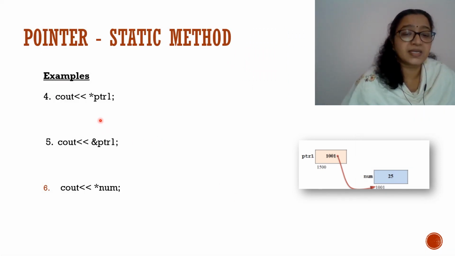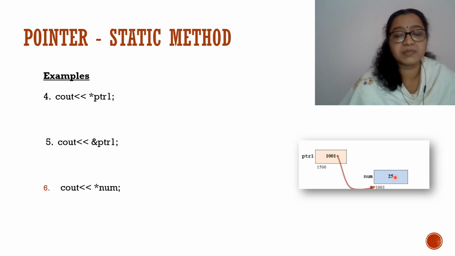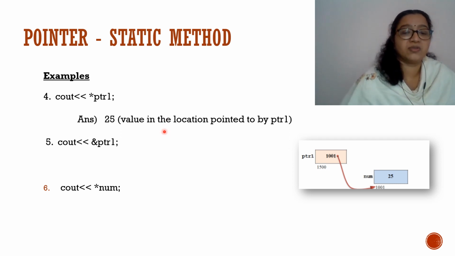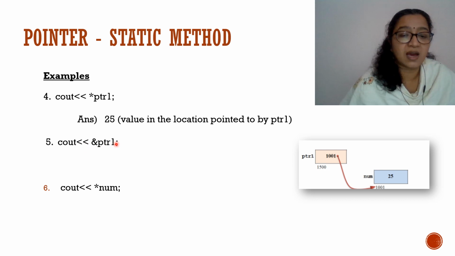Cout star PTR1. Star PTR1 means PTR1 is the pointer variable. See, star is there. So PTR1 is pointing to which variable? Just see, with num. So what is the content inside that num? 25. So we'll get the answer as 25. So value in the location pointed to by PTR1. Clear?